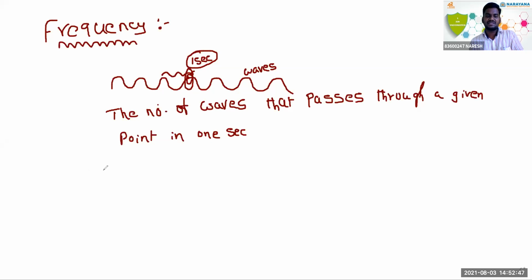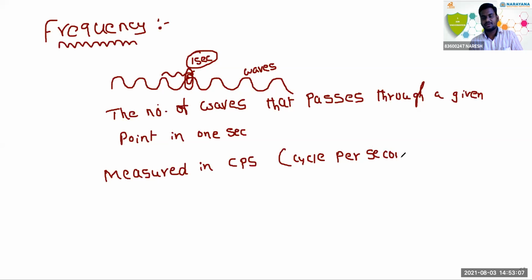Generally, the frequency of radiation is measured in CPS. What is CPS? Cycle per second. What is that cycle per second? You know, how many crests and troughs, how many waves can travel through a given point? One crest, one trough, one crest, one trough. One crest and one trough is one cycle. So frequency is measured in CPS, cycle per second.